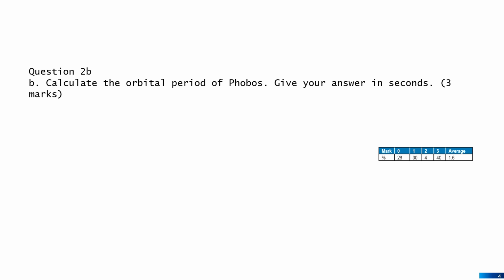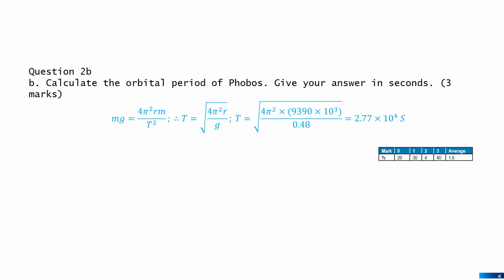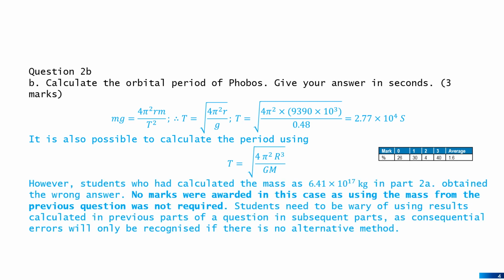The simplest way of calculating the period of Phobos is the centripetal force equation, because we know the gravitational field strength and radii. Also, the Kepler equation can be used to calculate the periods. The Kepler equation needs the mass of Mars, which is not given directly and is obtained in Part 2a. However, no marks were awarded in this case as using the mass from the previous question was not required. Students need to be wary of using results calculated in previous parts of a question in subsequent parts, as consequential errors will only be recognized if there is no alternative method.